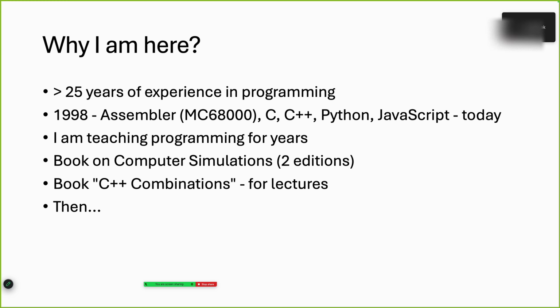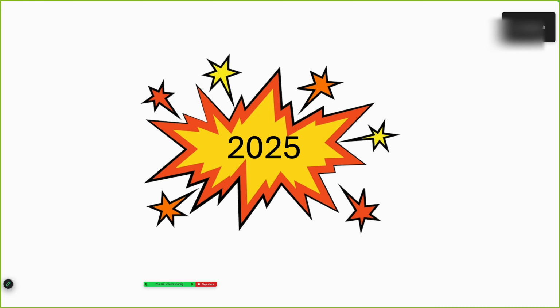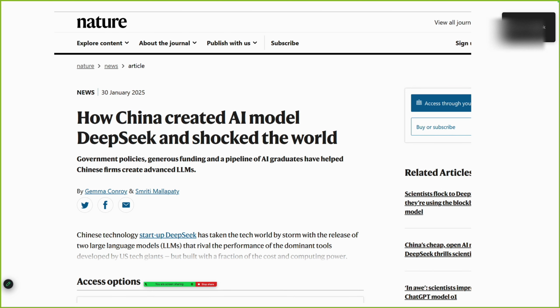Now, I've been doing programming for many, many years. I started with assembler, C++, so I'm a programmer. That's what I want to tell you, because if I'm not a programmer, then it won't be justified that I'm saying what I say, and I will say a lot today. I'm teaching programming and I have a book on simulations in physics as well as C++ combinations. This is a book for C++ learners. But then 2025, which is actually wrong, it should be 2024 even, but anyway, 2025, there is a boom, there is a change, and the change is because of DeepSeek.